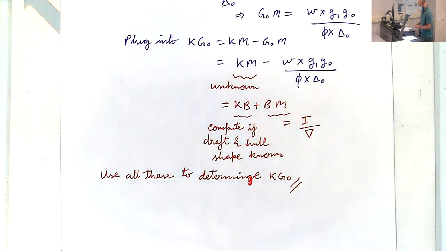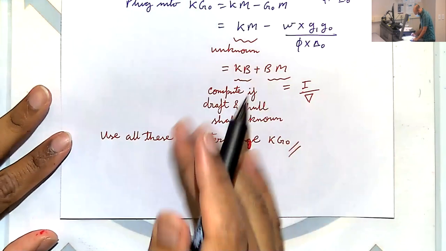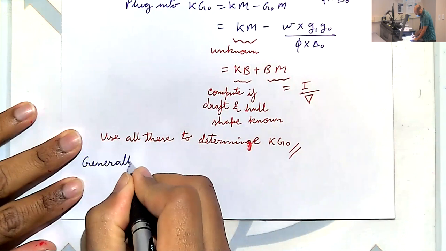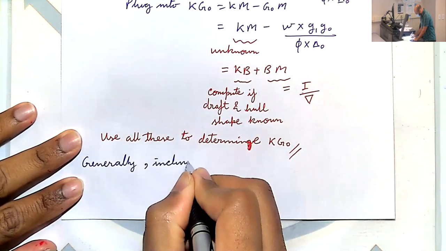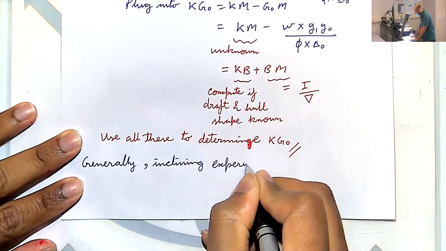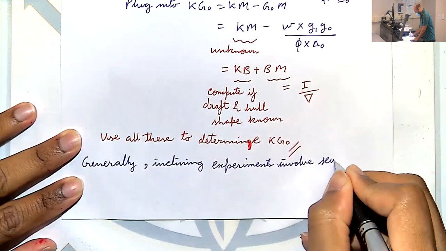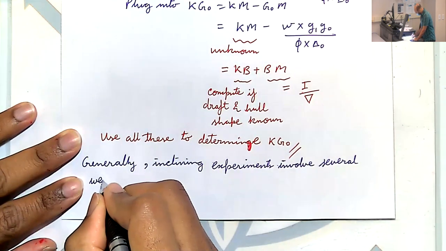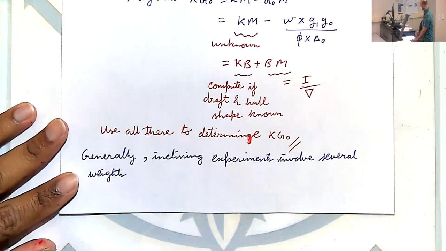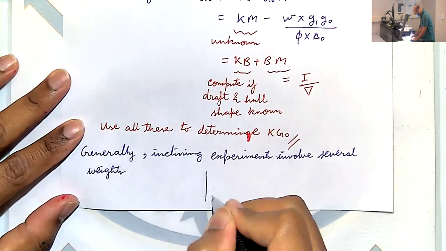Okay. So when you do this sort of an inclining experiment, you don't just move one mass across the deck. You move several different masses. And this allows us to plot them on a curve. So generally, inclining experiments involve several weights. And when you do this, you can graph.